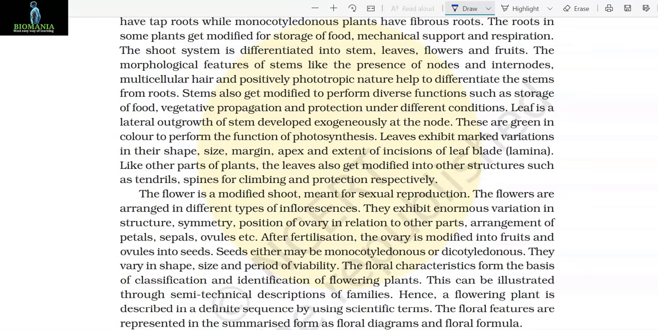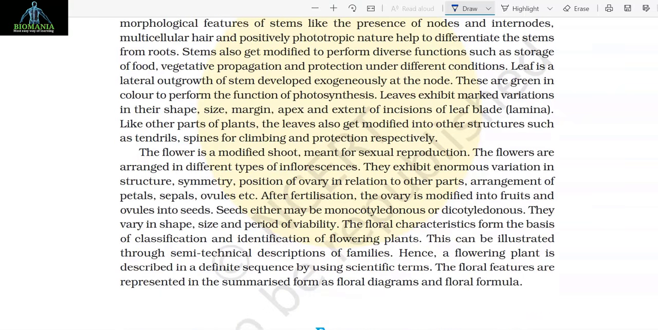The morphological features of a stem, like presence of nodes and internodes, multicellular hair and positively phototropic nature, help to differentiate the stems from roots. Stems also get modified to perform diverse functions such as storage of food, vegetative propagation and protection under different conditions. Leaf is a lateral outgrowth of a stem developed exogenously at the node. These are green in color to perform the function of photosynthesis. Leaves exhibit marked variation in their shape, size, margin, apex and extent of incisions of leaf blade, that is lamina. Like other parts of plants, the leaves also get modified into other structures such as tendrils and spines for climbing and protection respectively.